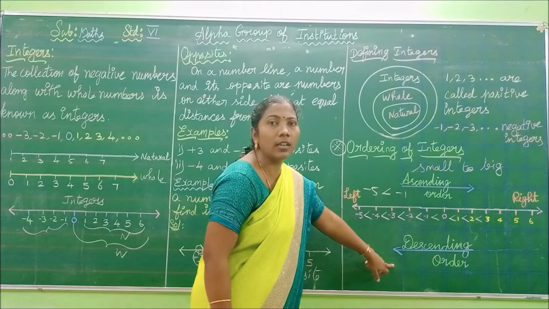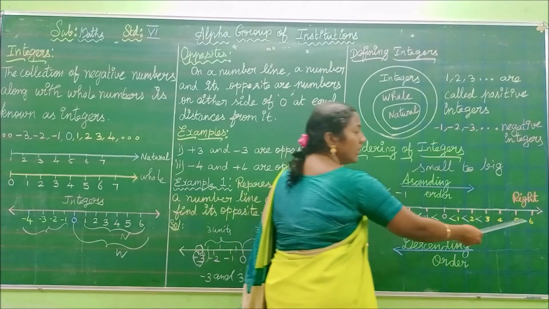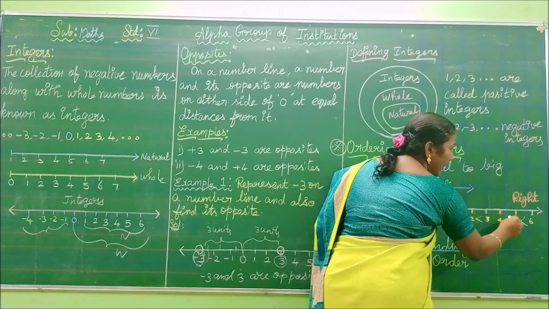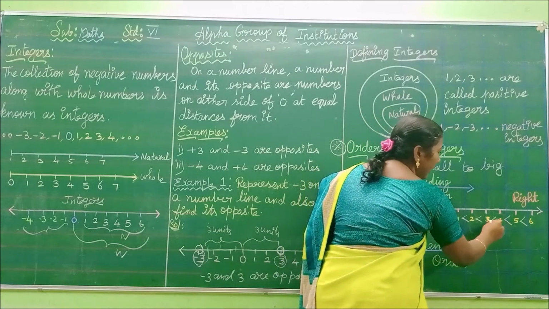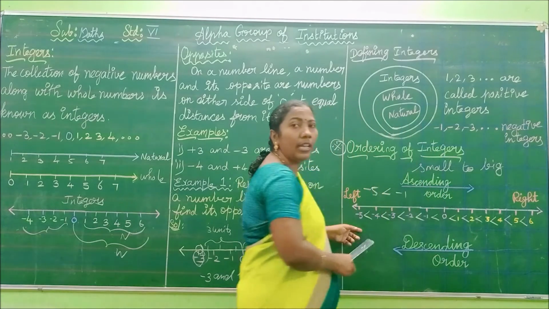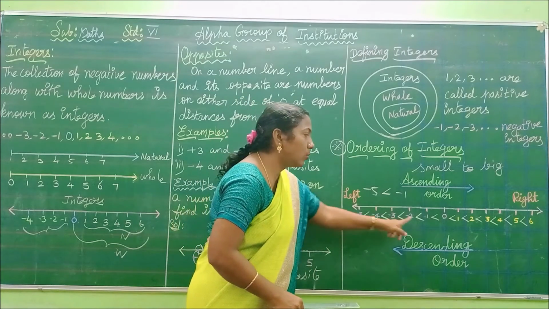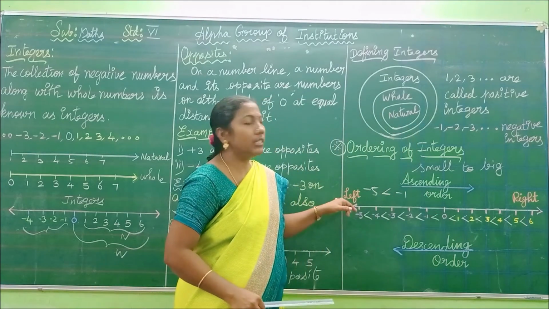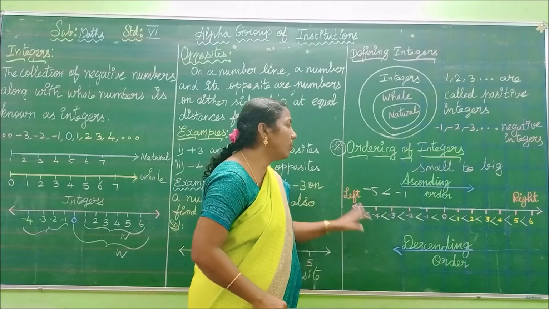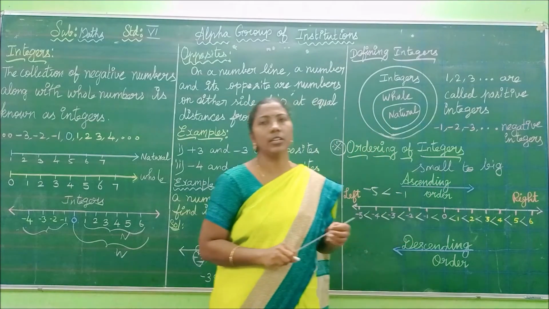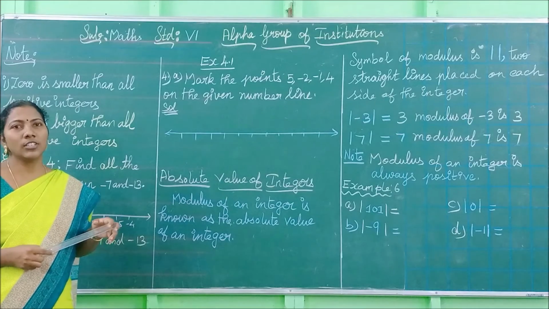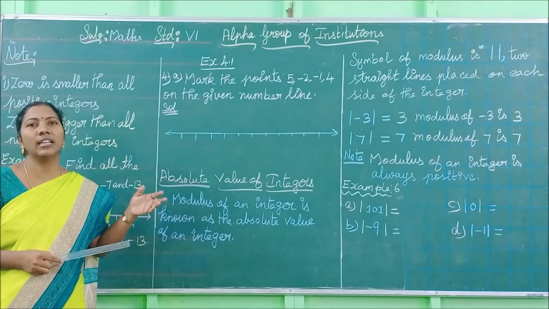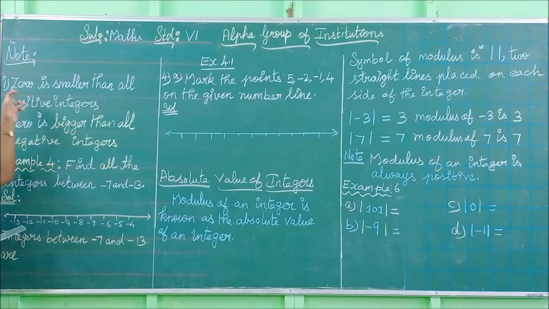What is the descending order? Big to small. See here, 6 is greater than 5, 5 is greater than 4, 4 is greater than 3. Similarly, we can define this for negative numbers also. See here, minus 2 is greater than minus 3. Thus, if you move from right to left, you can easily find the descending order. If you move from left to right, you can find the ascending order of integers. Thus, children, if you move left to right in the number line of integers, we can find the ascending order. Now we are going to see the note.